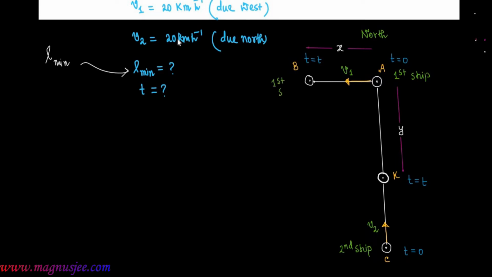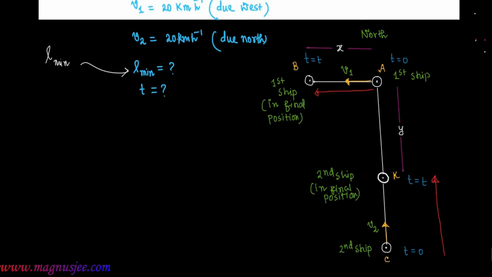Now, the first ship will be at the point B at instant t equal t second in its final position. Similarly, the second ship will be at the point K at instant t equal t second in its final position. And we can denote the displacement of the first ship as AB, and the displacement of the second ship as CK.